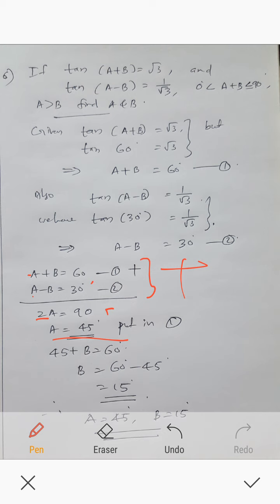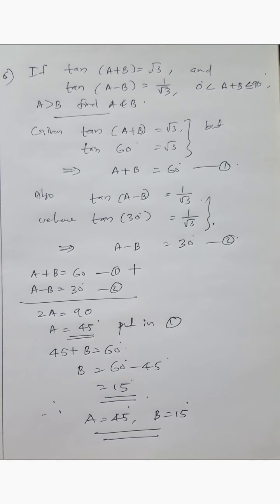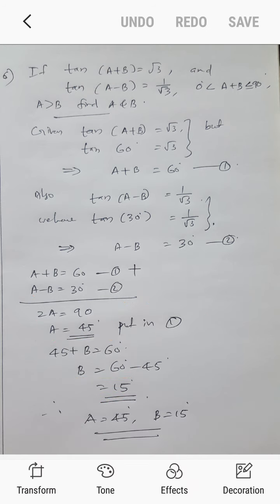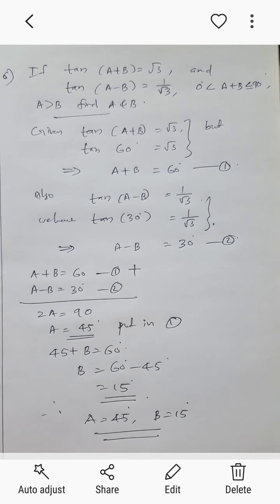Now substituting the value of a, 45, in equation number 1. Equation number 1 is a plus b equal to 60 degree. So a is 45, plus b is 60 degree. So b equal to 60 minus 45, which is equal to 15 degree. This is a special type of question.